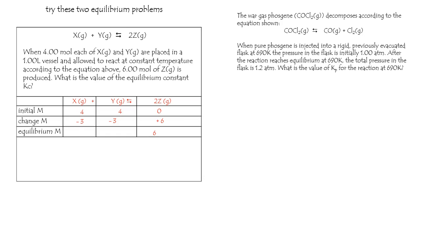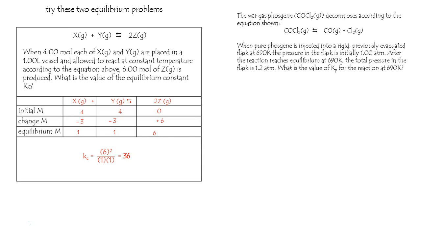Filling out the chart, we can see that we have values of 1, 1, and 6 for each of the reactants and products respectively. Setting up the expression, the equilibrium constant will be equal to 6 squared, since coefficients become exponents, over 1, and that's 36, a nice healthy equilibrium constant.